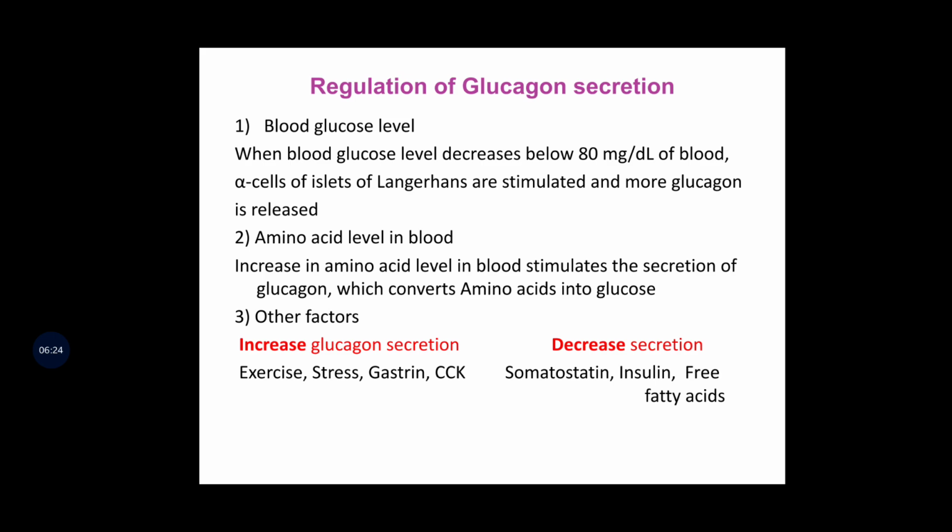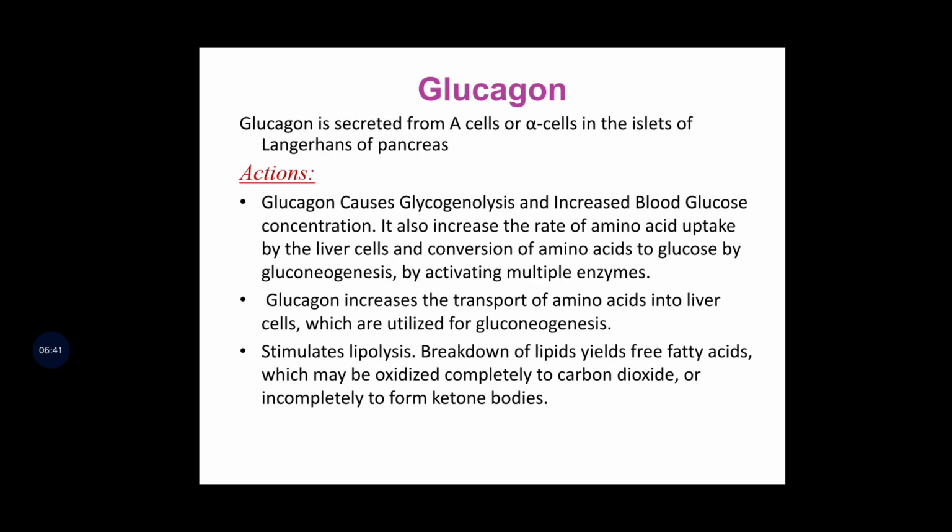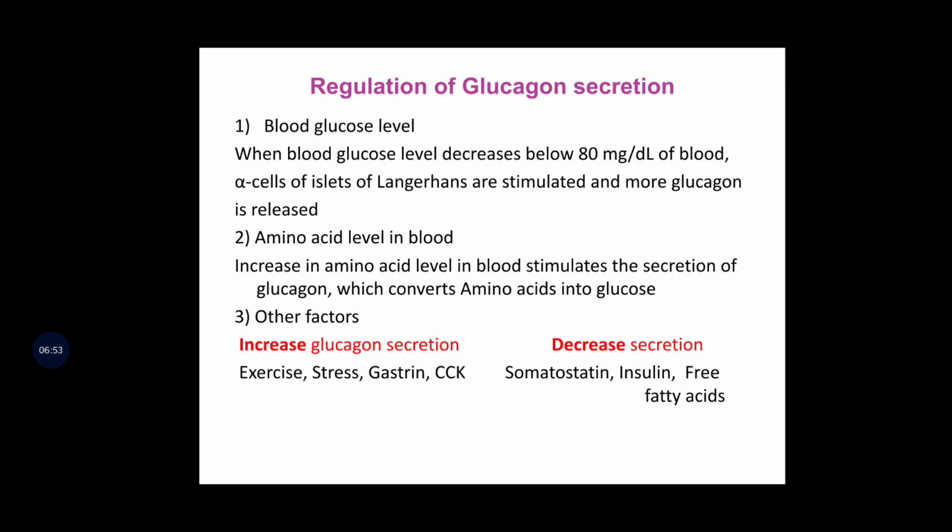If I talk about the regulation of glucagon secretion, when the blood glucose level decreases below 80 milligram per deciliter of blood, the alpha cells are stimulated and they secrete glucagon. If there is an increase in amino acids, it will stimulate the secretion of glucagon, and it will convert the amino acids to glucose. And the other factors are exercise and stress, which always increase glucagon secretion, while somatostatin and insulin cause decreased glucagon.